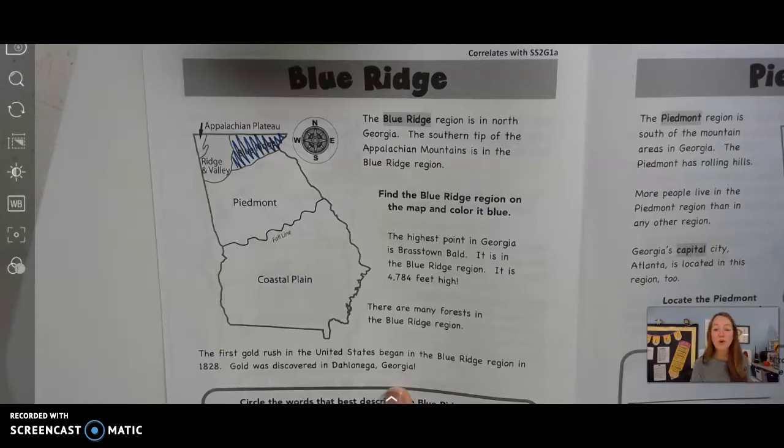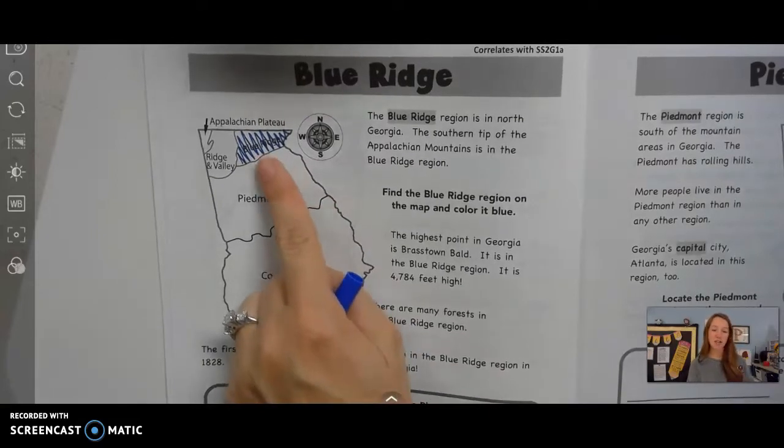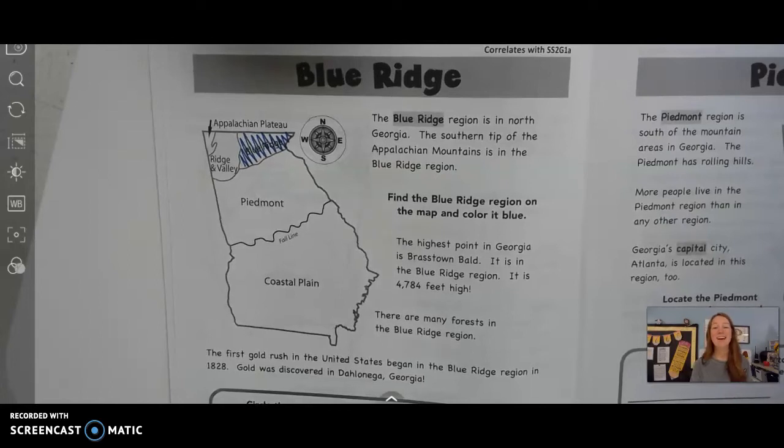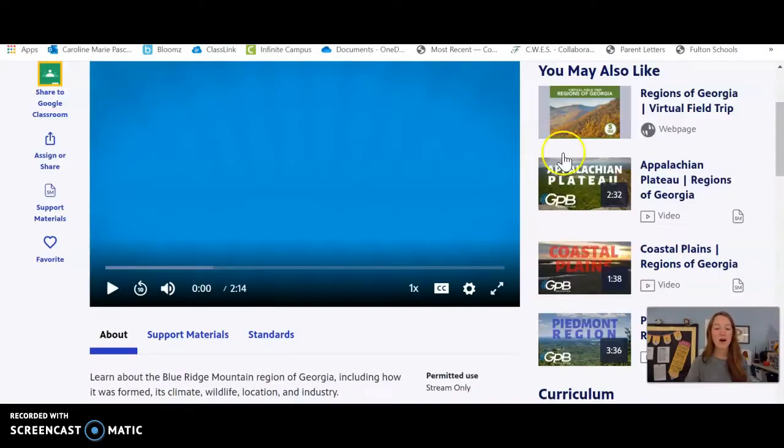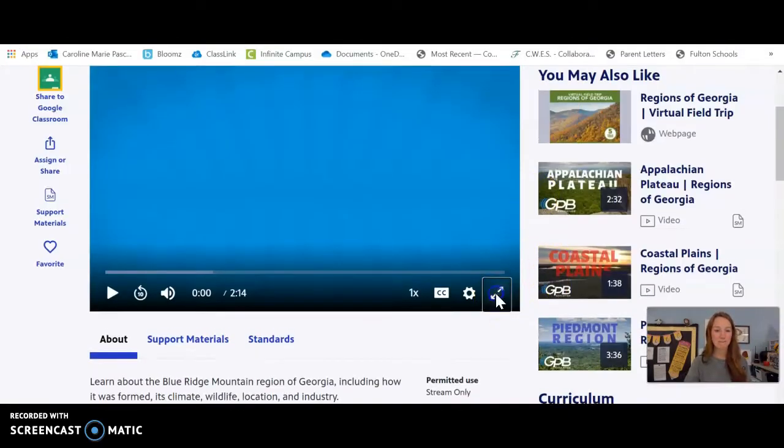And this fact is pretty neat. The first gold rush in the United States began in the Blue Ridge region in 1828. Gold was discovered in Dahlonega, Georgia. That made a lot of people come to this region because they wanted a chance to find the gold. We're going to watch our last quick video on the Blue Ridge region.